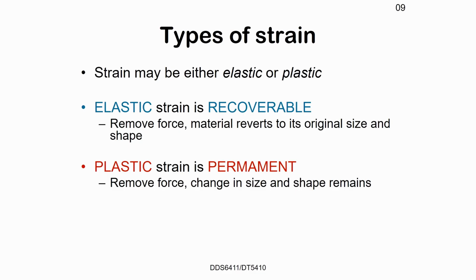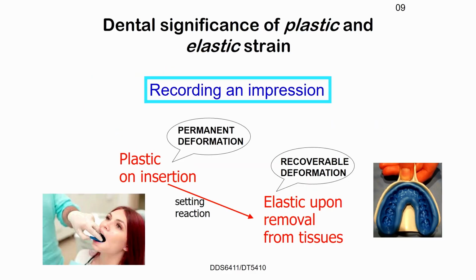So strains can be divided into two types: temporary or recoverable, or elastic. You can recover the entire strain by just removing the load. If the load is too large, then you're going to create permanent or plastic strain. So when you remove the force, the displacement would remain. That's just everyday experience, right?